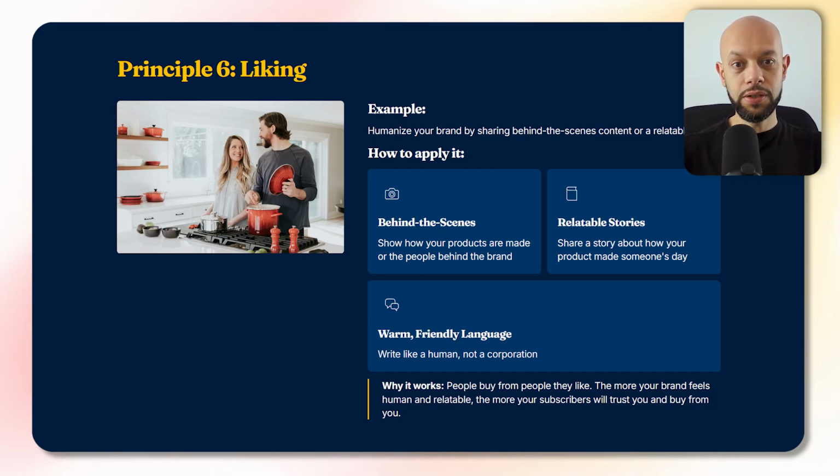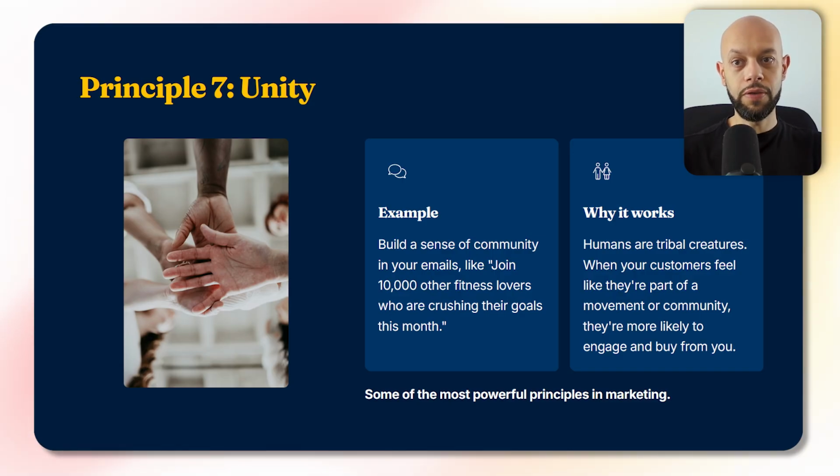The last one is going to be unity. The initial version of the book only had the first 6, but then he added a 7th principle, which is very effective. An example is to build a sense of community in your emails, like "join 10,000 other fitness lovers who are crushing their goals this month." The reason it works is that humans are tribal creatures, for better or worse. When your customers feel like they are part of a movement or a community, they are more likely to engage and buy from you.